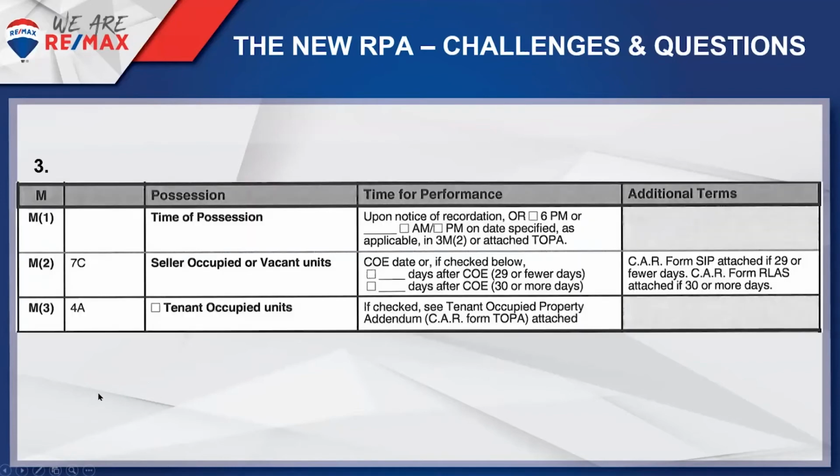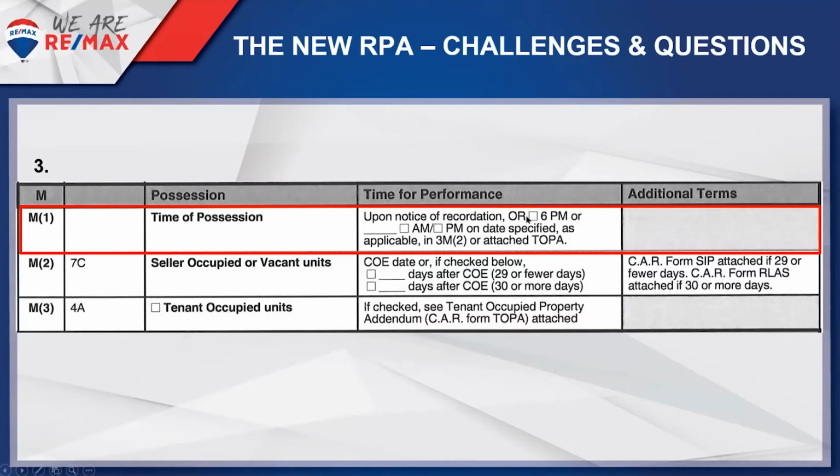All right, possession, very briefly, but I want to point out a couple of very important things. There are three subparagraphs in paragraph three that discuss possession, and then there's more detail within the body of the RPA. So the first one is time of possession, and the big change is it went back to upon recordation. It used to be at 6 p.m., or now it's at recordation. And for simplicity's sake, as a listing agent, I'm recommending you check the box at 6 p.m. because it can be sort of problematic.